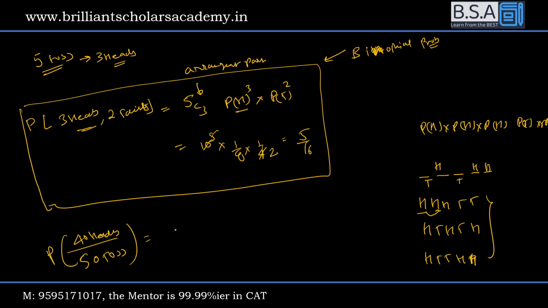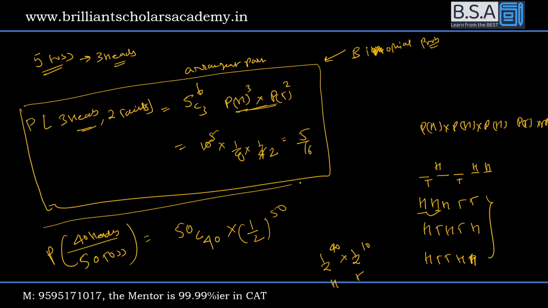So it will turn into: out of 50, where do you need the heads? 50C40. Location must be determined. This is the arrangement part. Into, now probability of heads and tails are usually equal. It's an unbiased coin. 1 by 2 to the power 40, since you get 40 heads, and 1 by 2 to the power 10. This is heads and this is tails, and both multiply to become the same. Write this down. Make sure you're writing this down.